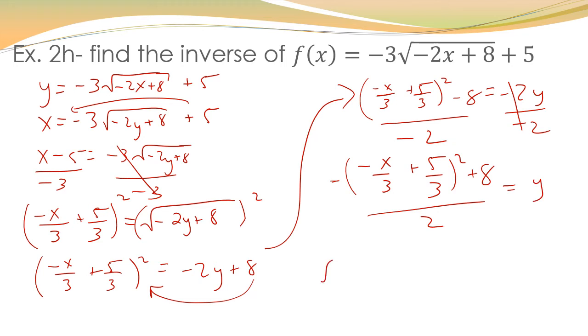And then last step, f inverse of x equals negative x over 3 plus 5/3, squared, plus 8, all over 2. That was a good one. And again, we could simplify that further, but we're just going to leave it like that. I care more about your process for finding the inverse than I do about simplifying something kind of complicated like we got at the end there.